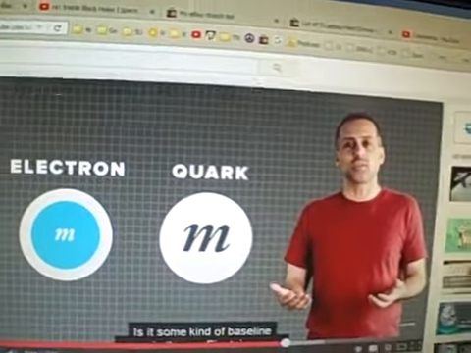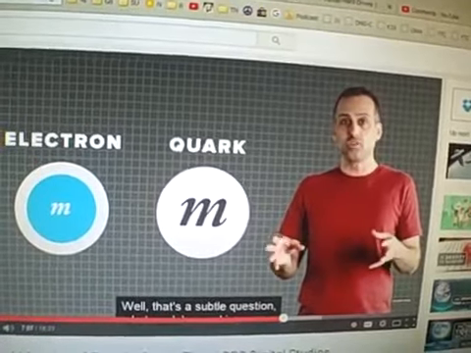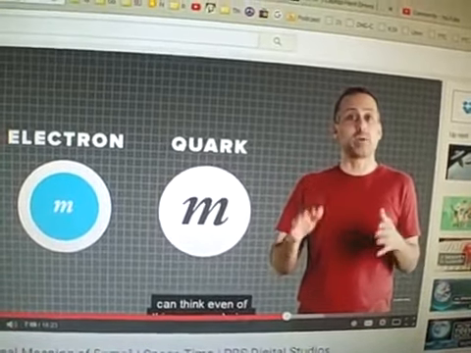Quarks are not particles. Quarks are made out of gravitons, quantons, whatever you want to call them. That's what they're made out of. They're made out of bits. Bits of energy. Planck bits. Where does their mass come from? Is it some kind of baseline mass in the pre-Einstein sense of the word? Well, that's a subtle question, but crudely speaking, you can think even of this mass as being a reflection of various kinds of potential energies. Well, again, potential energies is just a non-starter. It's quanta.